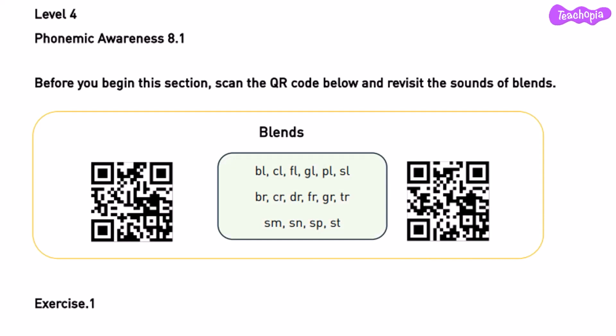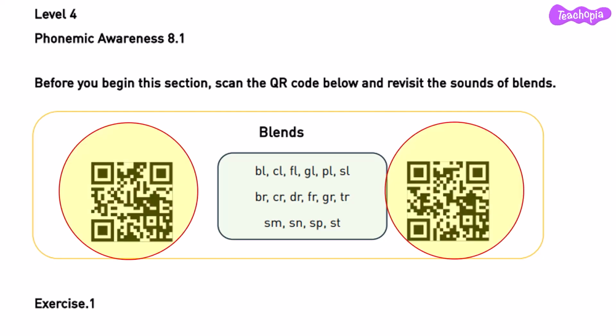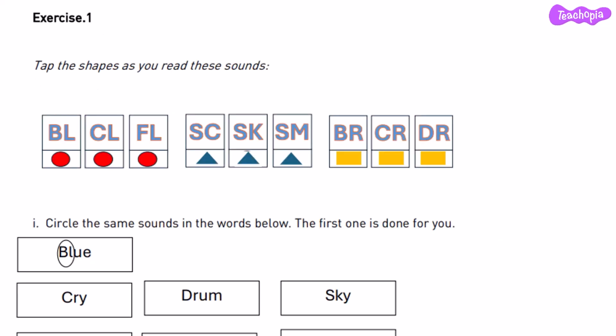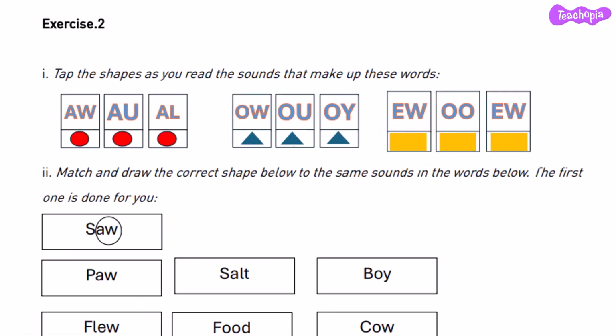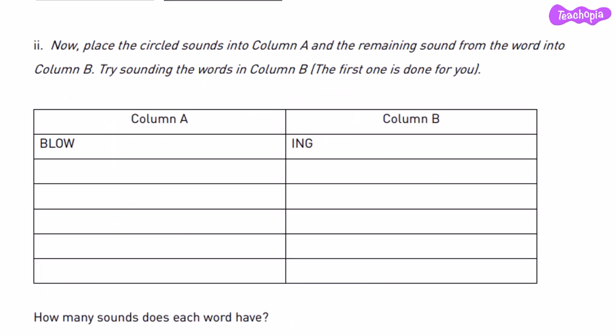Scanning the given codes will help learners revisit the sound of blends. While here, just like in Grade 5, learners will practice identifying vowel and consonant blends in simple and complex words and revising how different sounds occur in words, therefore helping them practice segmenting.